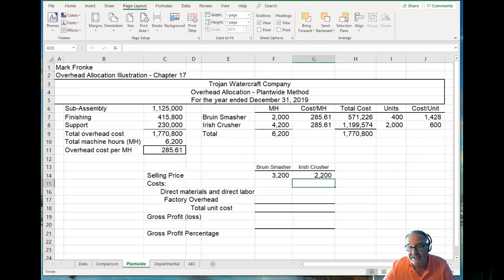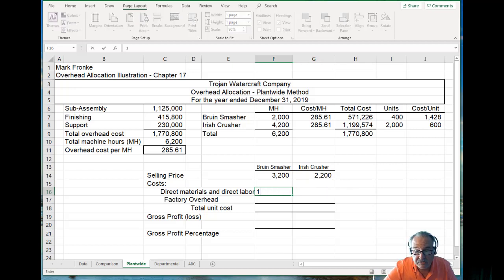So the Bruin Smasher, you can see, is our higher cost product, lower volume. We only make 400 units of that, but it sells for a higher price. So that's our more Cadillac product. And the Irish Crusher is the lower end product. We sell 2,000 of those, higher volume, but at a lower price. We have direct materials of the Bruin Smasher of $1,000 and $800 for the Irish Crusher. And then I can link in my overhead cost from my schedule.